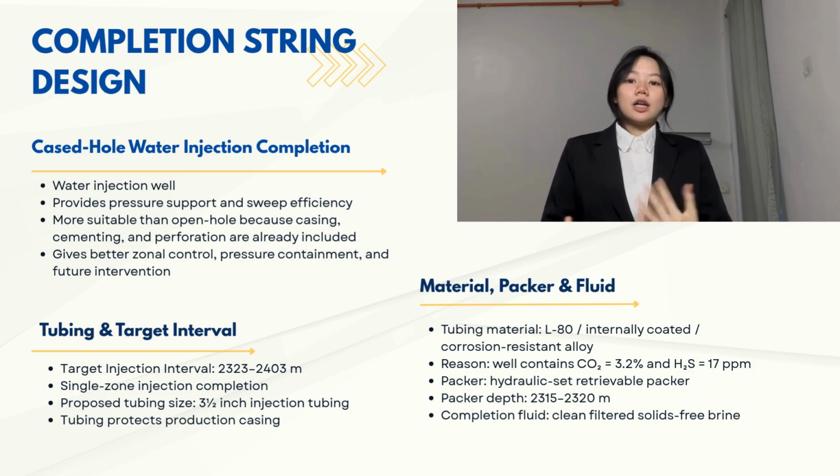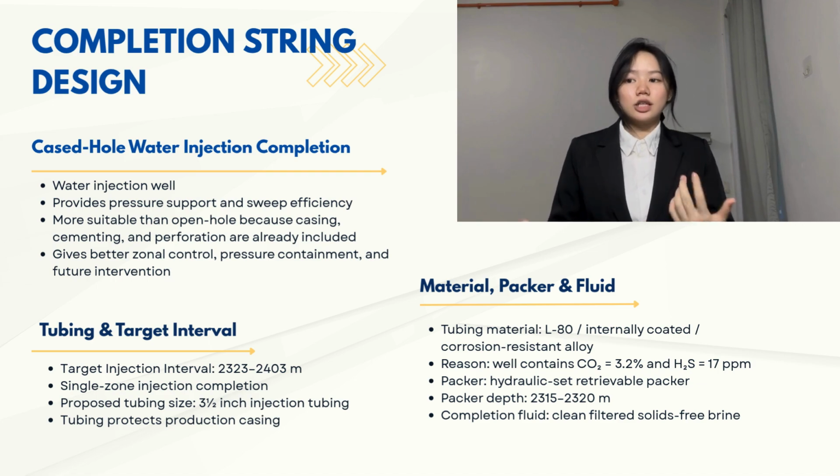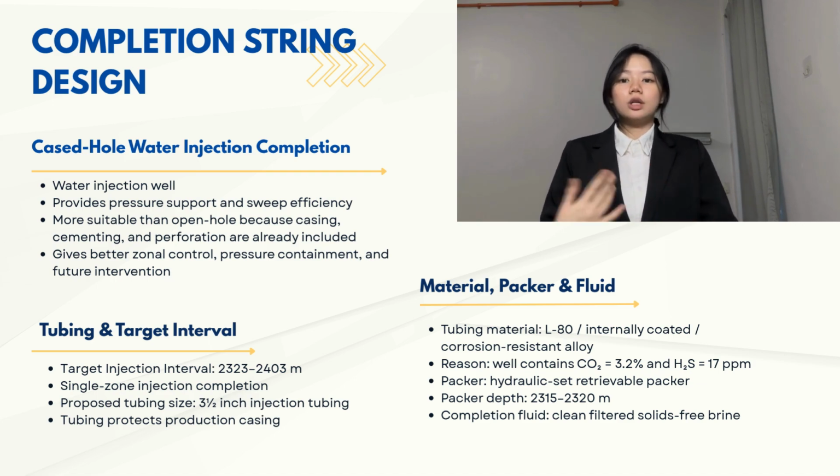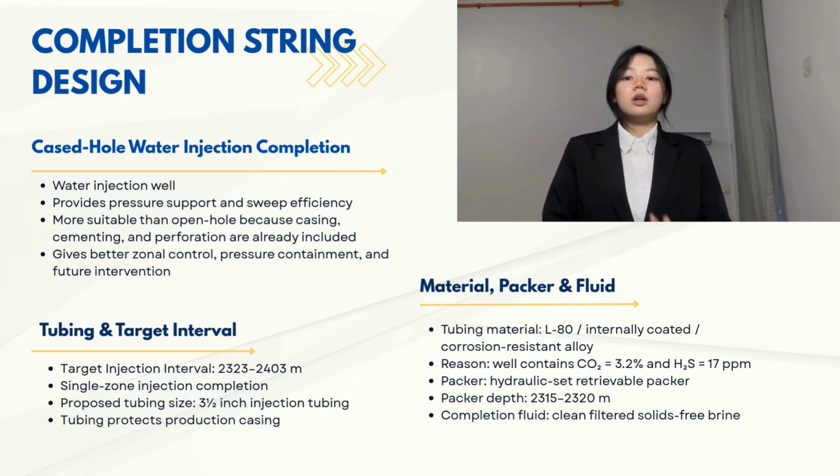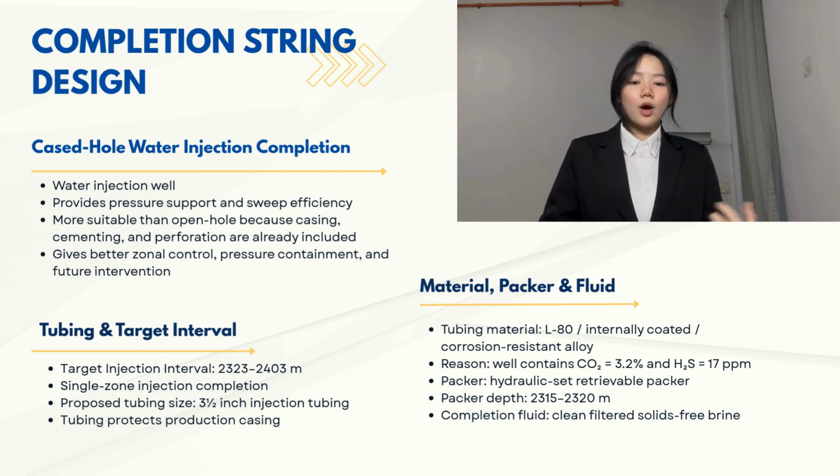Its function is to isolate the tubing casing annulus and ensure the injection water enters only through the selected perforated interval. Finally, the completion fluid should be clean, filtered, solid-free brine. This selected brine should minimize formation damage, prevent perforation plugging, and protect the whole equipment from corrosion. Overall, this completion string design supports safe and efficient water injection while maintaining well integrity.